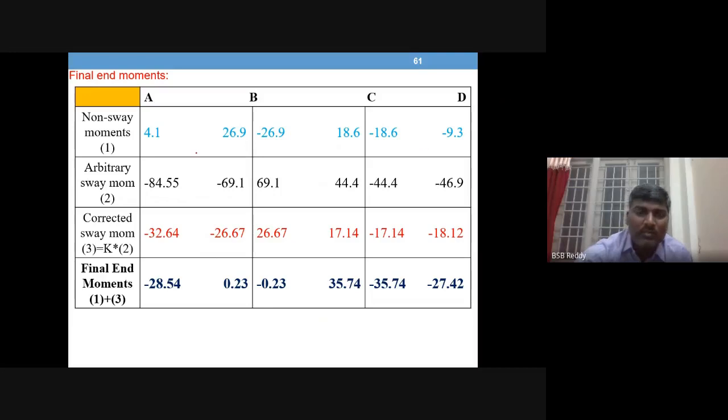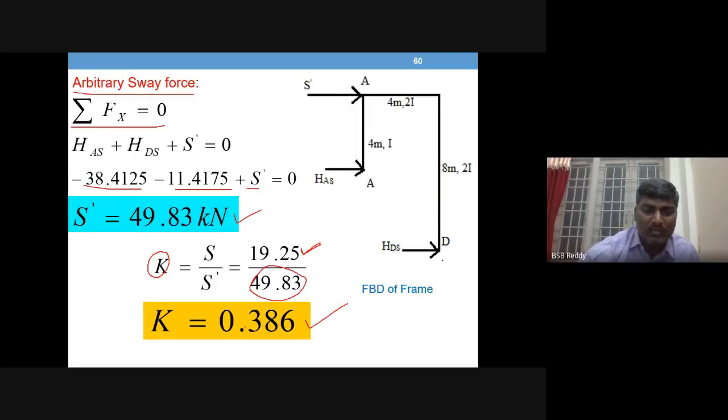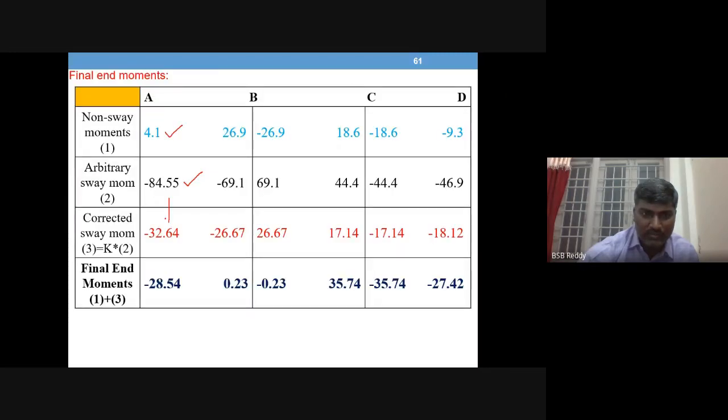So again, have a table there. Now these are non-sway moments. Then these are arbitrary sway moments from assumed moments. Then this is the correction factor. So row 2 values must be multiplied with the k value, means minus 84.55 multiplied by 0.386. Same way 69.1 multiplied by 0.386. So all these values are corrected. So these are corrected sway moments.